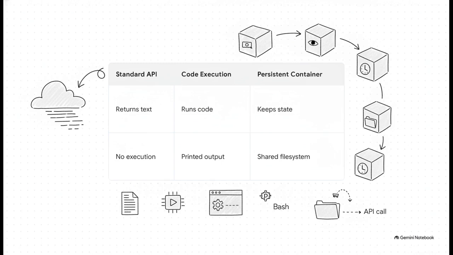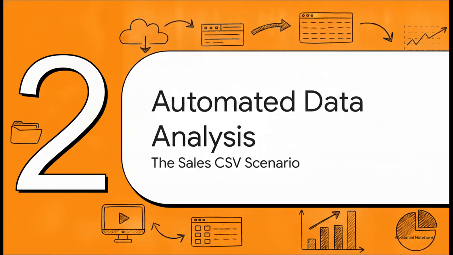And here is the absolute game changer. It uses a persistent container. When you make that first execution request, the API hands you back a container ID. If you pass that ID back in your next API call, the container stays alive. So files you created in turn 1, they're still sitting right there in turn 3. The state actually accumulates. Moving on to Section 2, Automated Data Analysis, the Sales CSV scenario.